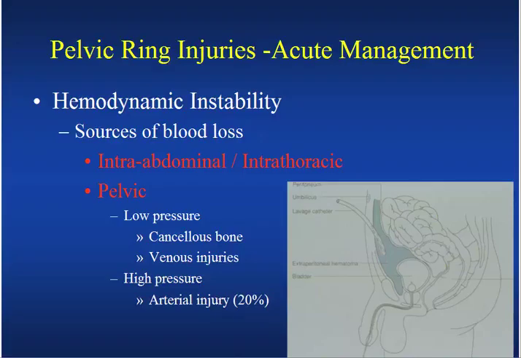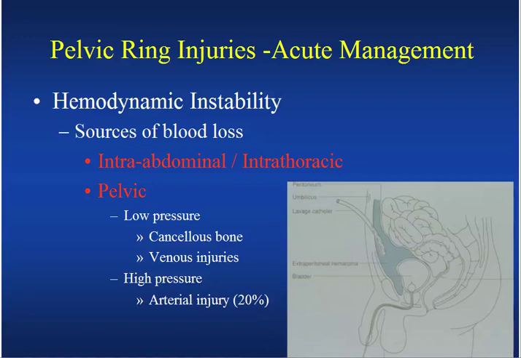The sources of blood loss can include intra-abdominal bleeding or intrathoracic bleeding, and those need to be ruled out. The patients need to have either a FAST examination, an ultrasound study of their abdomen, or a peritoneal lavage. They need to have a chest x-ray to rule out intrathoracic or intra-abdominal source of bleeding. If those sources are ruled out, then you really need to look at the pelvis as the source of ongoing blood loss. And remember that the pelvis is a tremendous potential space in which bleeding can occur.